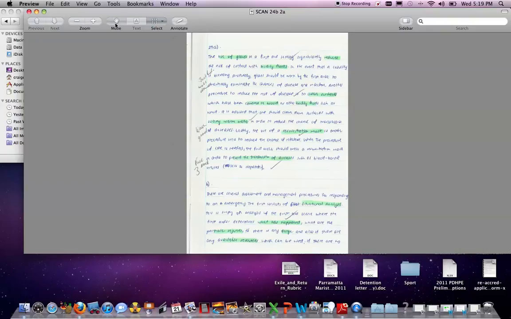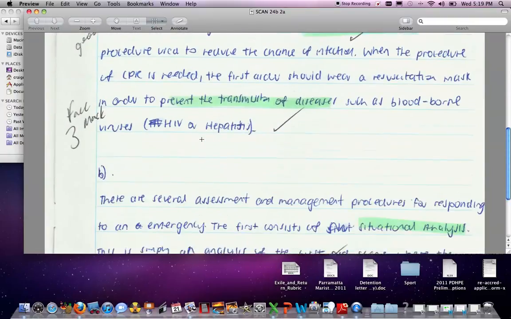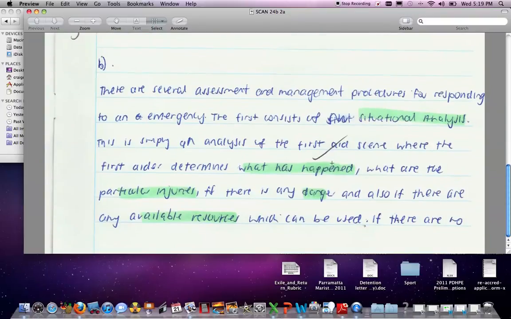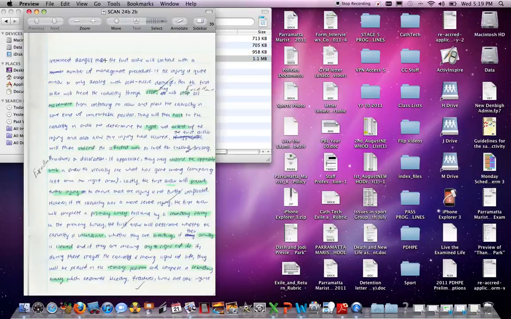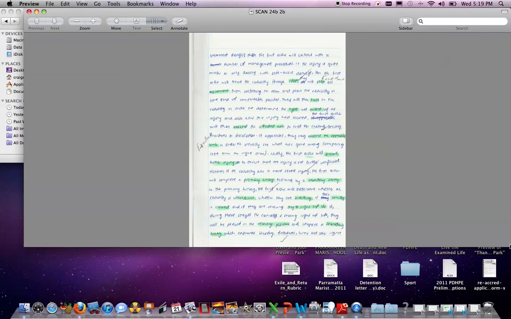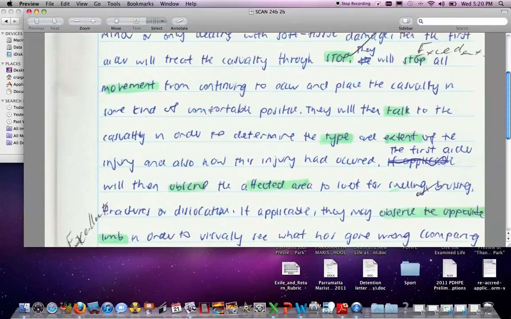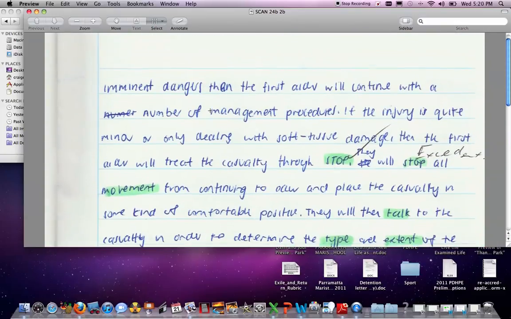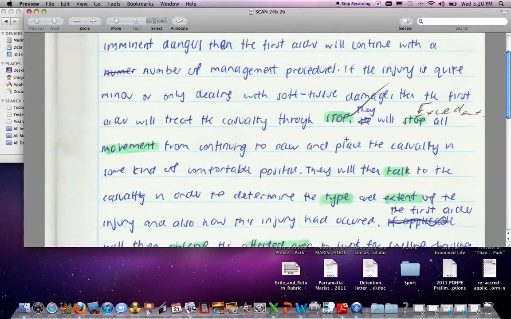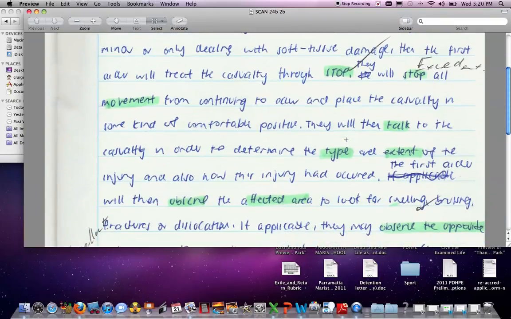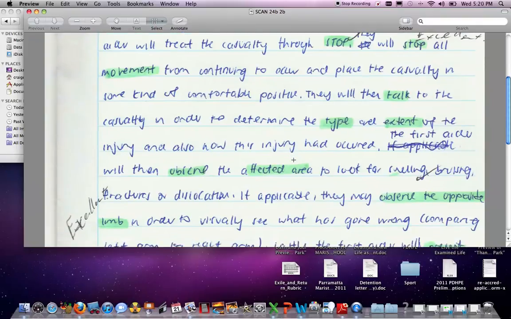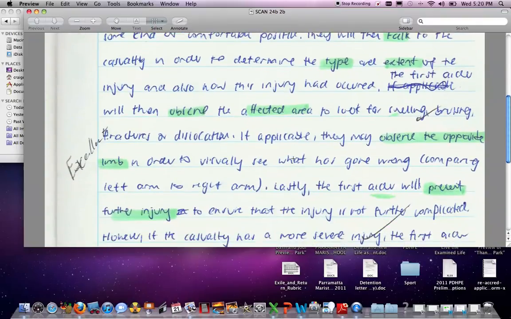Again, this student has looked at the situation analysis, what has happened, gone through the dangers, and then each of the steps of the emergency procedure, included STOP there, as I said, which many students fail to do. Talk, tell us what that STOP procedure is.